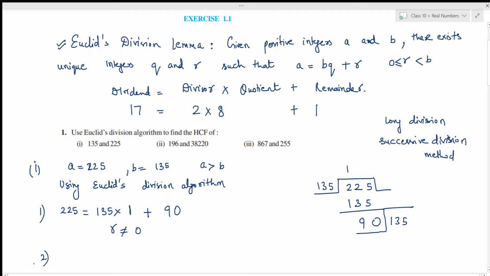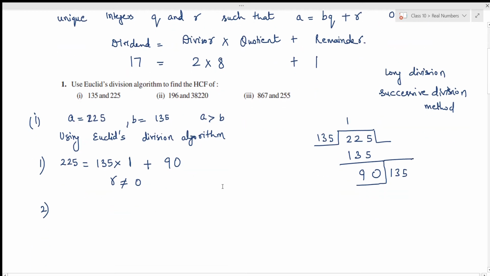Step 2 will be, now as the remainder is not 0, I have not achieved the HCF. So what I will do is, now the divisor will become the dividend and the remainder will become the divisor. Now whatever remainder you get here as 90, this divisor will become the dividend. So I'm applying the division lemma to the remainder and the divisor. So again 90 ones are 90, remainder comes out to be 45. So again you see 90 ones are 90 plus 45 is 135.